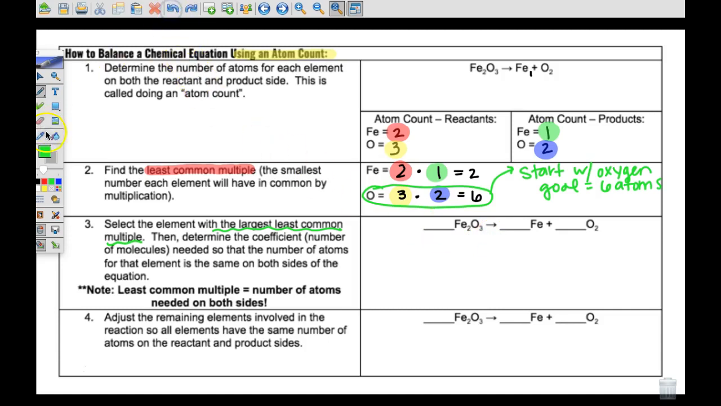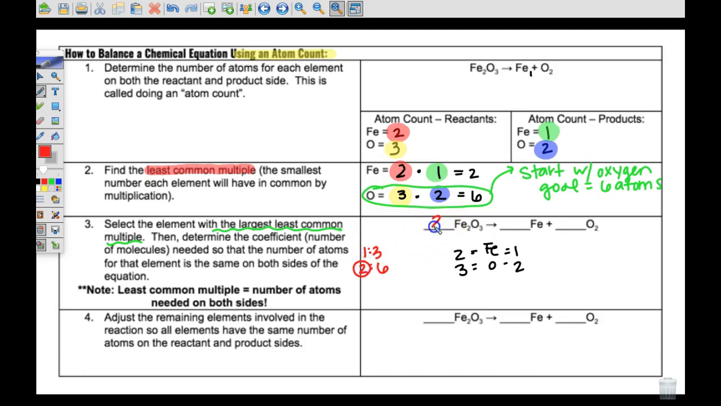So let's take a second and rewrite our atom count here. So I have my elements underneath my arrow, and this is just the numbers that I wrote down in the beginning. But now my goal is to get 6 atoms of oxygen on both sides. So 1 molecule of Fe2O3 gets me 3 atoms. So I have to determine the number that would get me 6, and that would be 2.